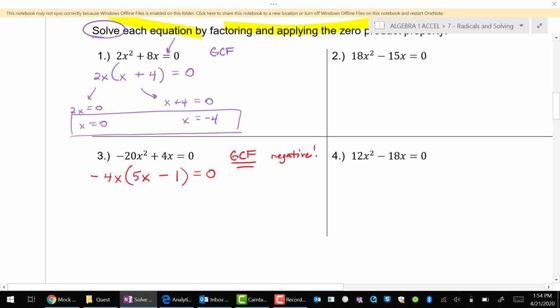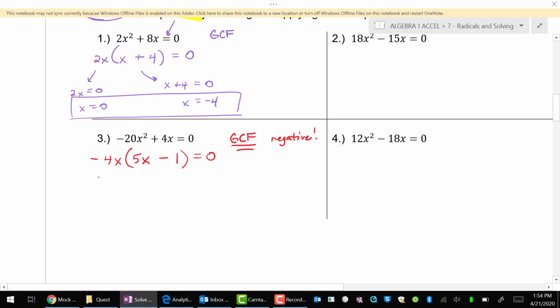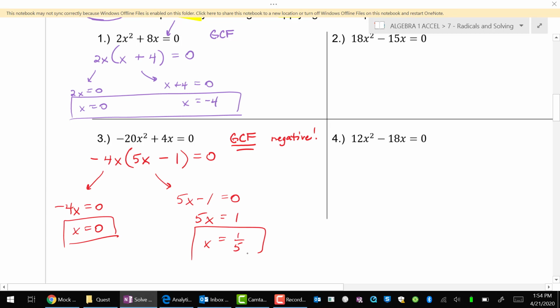Check that by distribution. It looks like I'll get a negative 20x squared, and then a plus 4x equal to 0. So the factorization looks good. And then either this negative 4x is equal to 0, or my 5x minus 1 is equal to 0. Divide by negative 4, we're going to still get a 0 for a solution. And over here, I'm going to add 1 and divide by 5. So x equals 0, x equals 1/5.